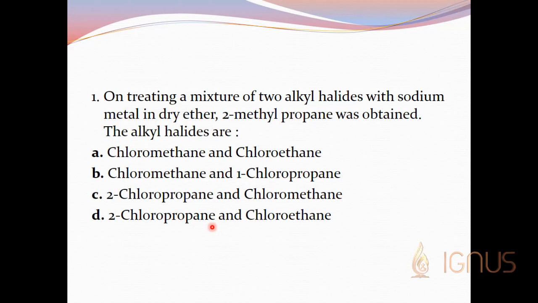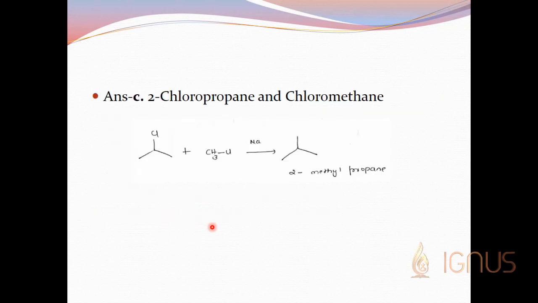Let us discuss the solution for this question. Answer is option C, 2-chloropropane and chloromethane. When we treat 2-chloropropane and chloromethane, you will get 2-methyl propane. Here it will undergo Wurtz reaction to give 2-methyl propane, and our solvent should be dry ether.